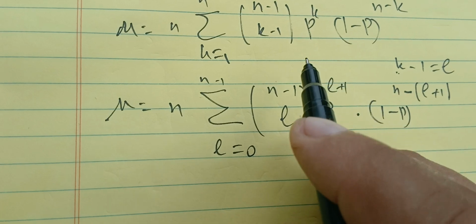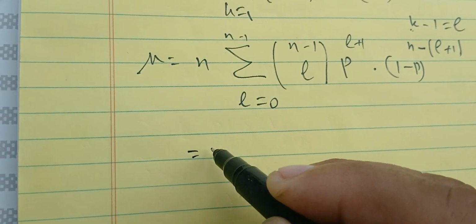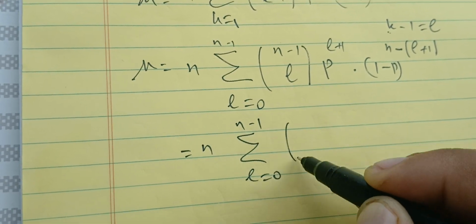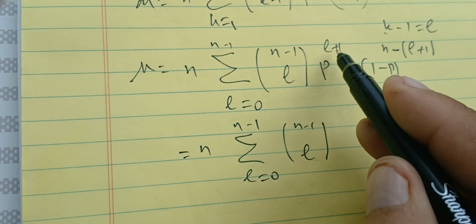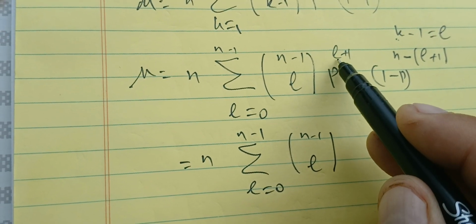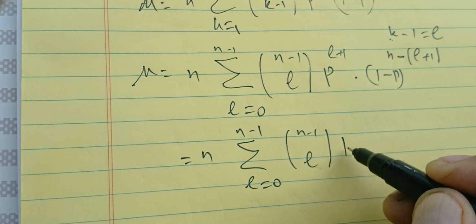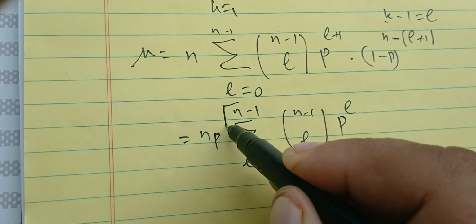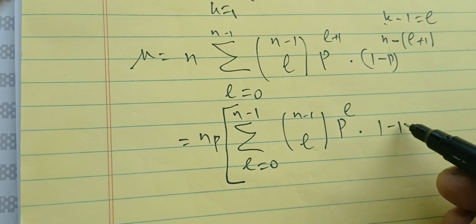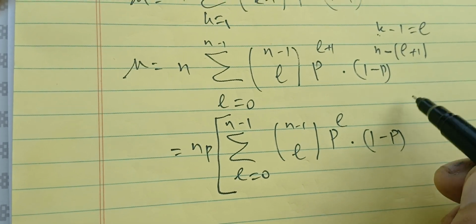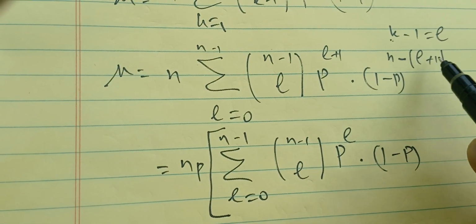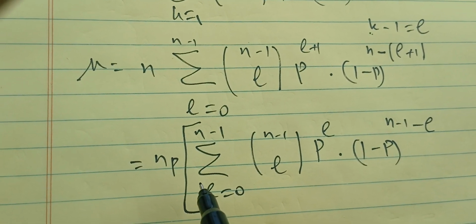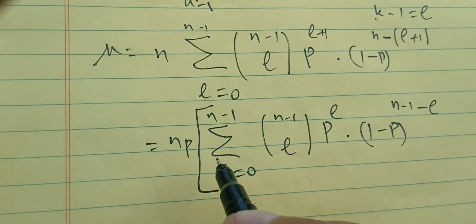Let me write this one more time and see what we're going to have. So L is going from 0 to n minus 1, n minus 1 choose L. Here, p to the power L plus 1 is p times p to the power L. I'm going to take this p outside. And here I have 1 minus p to the power n minus L plus 1, which is n minus 1 minus L.